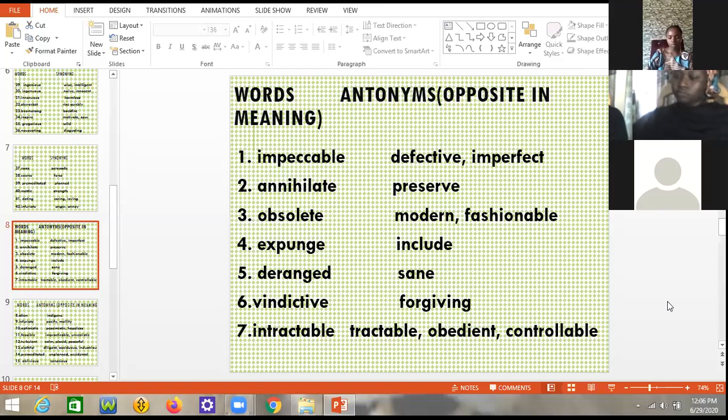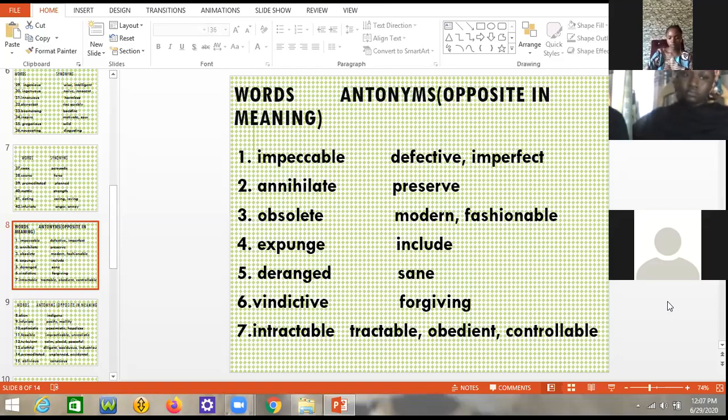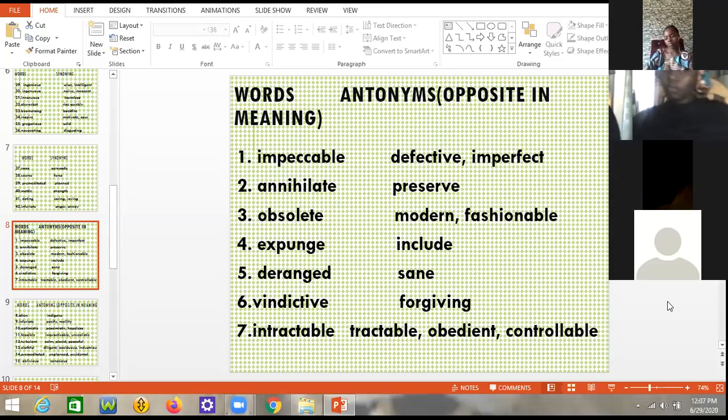Deranged, somebody that is crazy. Deranged. So the opposite of deranged is now what? Sane. Sane. So another synonym for deranged can be what? Insane. Somebody is insane, somebody is crazy. If somebody is sane, that person is all right mentally, the person is okay.